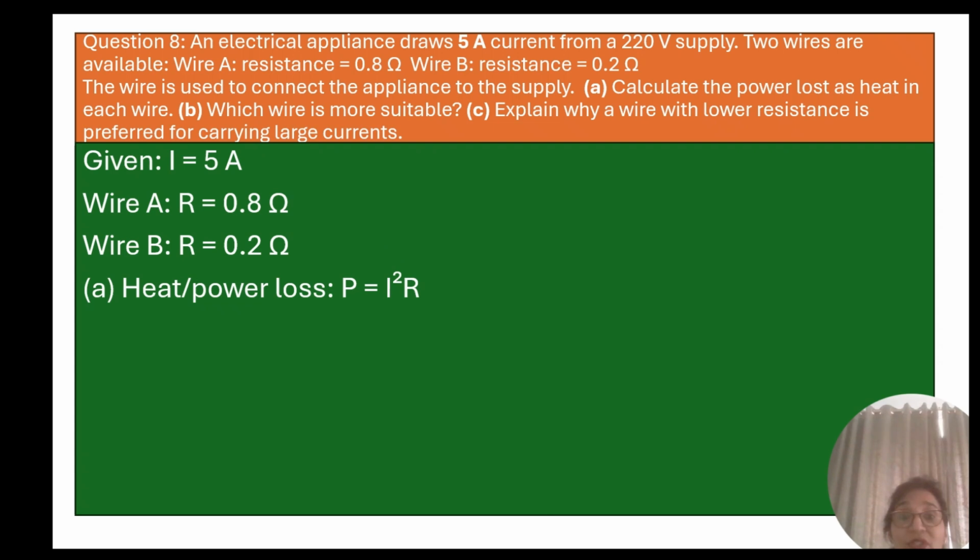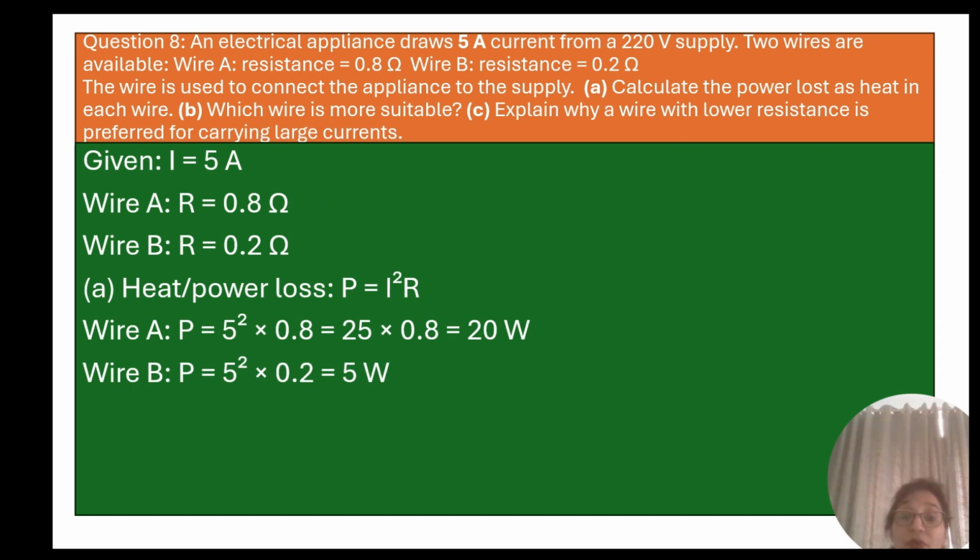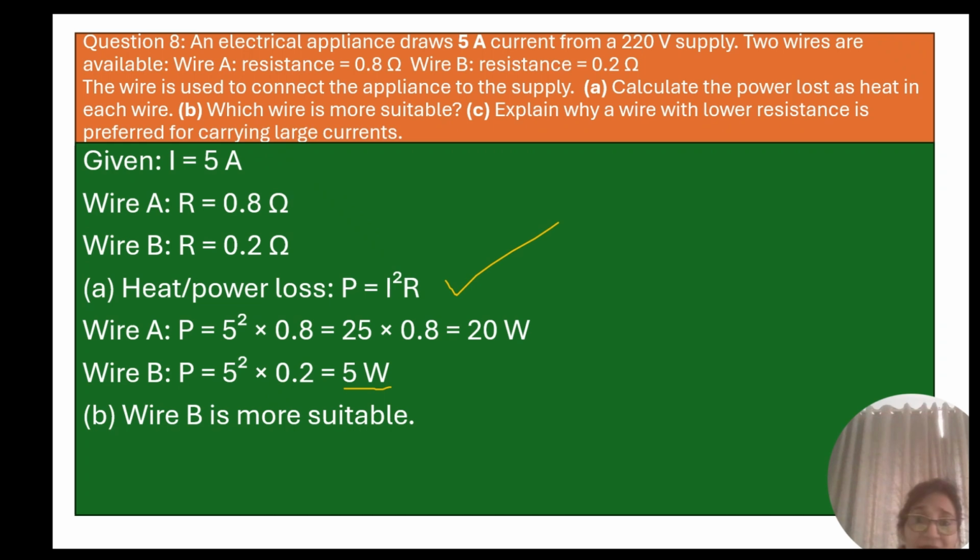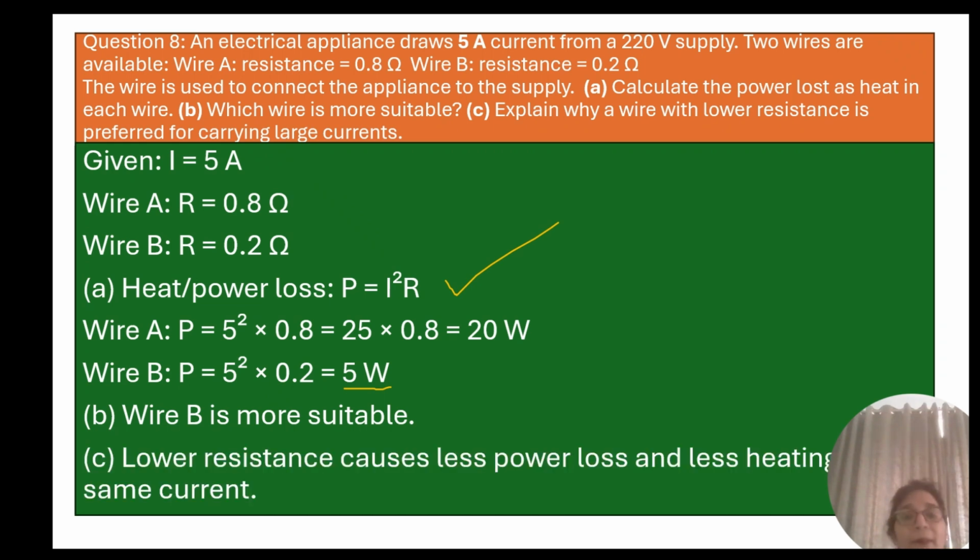And the power equation which we have to use for part A is P is equal to I square R. For wire A, you just substitute the value, you will get 20 watt. For wire B, when you substitute the value, you get 5 watt. Now the next question is which wire is more suitable? Definitely the one with 5 watt. That means the power loss is less, so it will be more suitable. But why is a wire with lower resistance preferred? Because it causes less power loss and less heating for the same current.